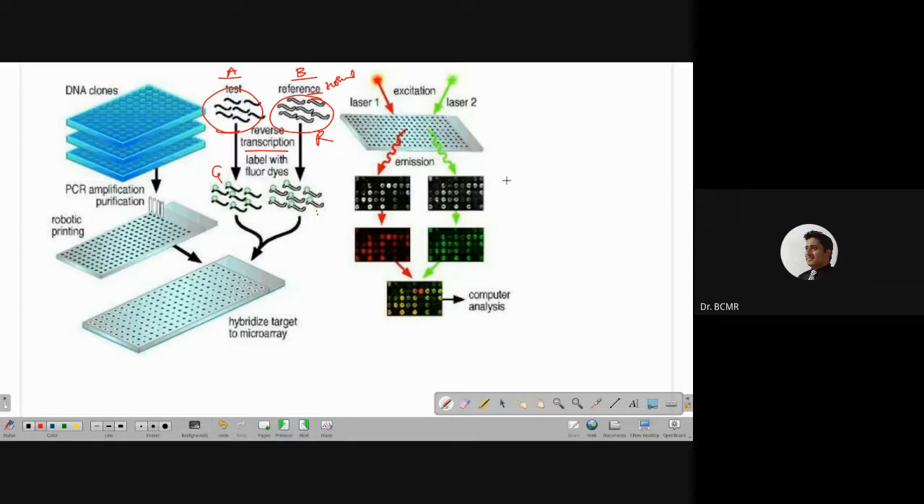fluorophores. And if this is a spot, and each of these oligos are here, okay, I should use a different color. I'll stop within 2 minutes. Just give me a minute. Yeah.